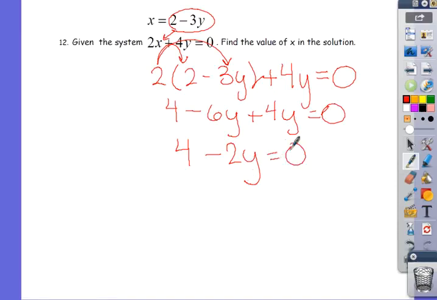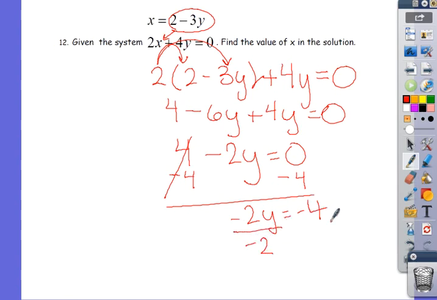Okay? Now, solving for y, we need to get rid of the 4. Yes, that's a positive 4, so we're going to subtract 4 on both sides. 4 minus 4 is 0. Negative 2y equals negative 4. Divide by negative 2, and y equals 2. Now let's go back to the directions. If the directions said find the value of y, we'd be done, but it doesn't. It says find the value of x. So since we know what y is, we can find x.